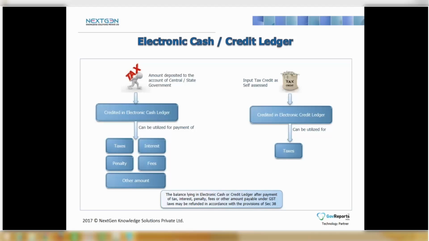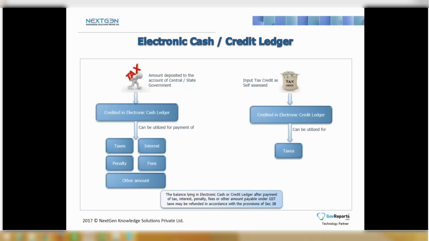Now, with this background, let us discuss reconciliation of electronic ledgers. Friends, I'm sure you must have attended seminars and conferences which have been happening in every city and every town on almost a regular basis. So you must be familiar with these terms, electronic cash ledger and electronic credit ledger. But for those who have not attended any program or those who are not clear as to what electronic cash ledger and electronic credit ledger mean, I will try to explain it in very simple words.